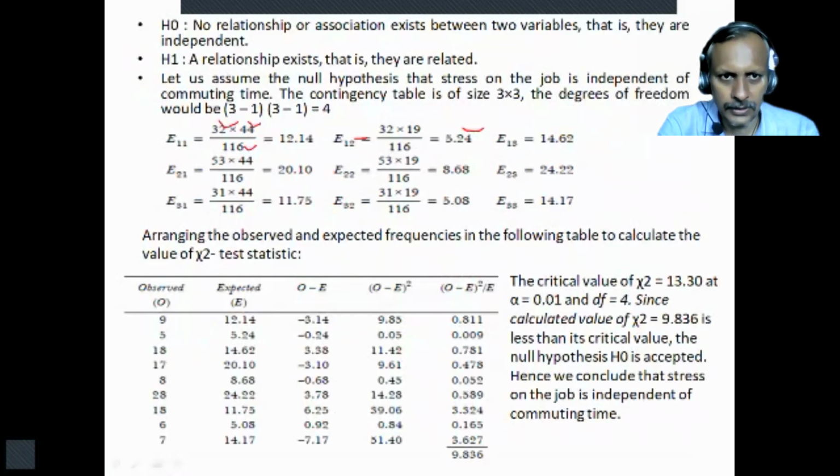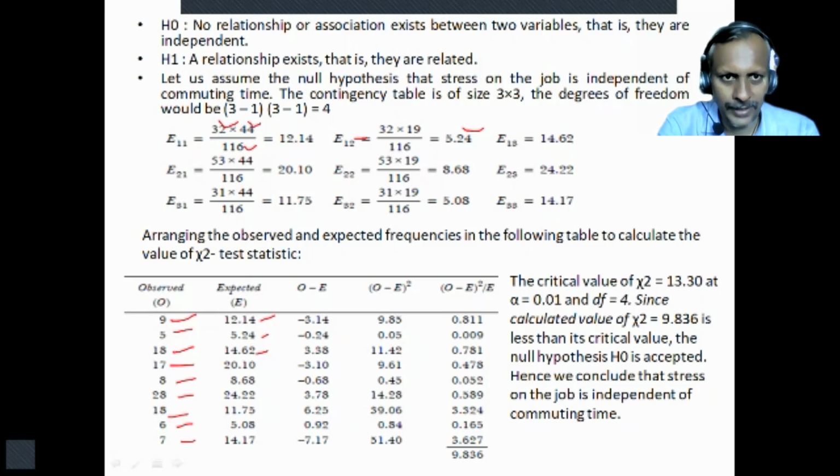Then we can list all these row wise. So 9, 5, and 18 are the observed variables, and correspondingly these are the expected values: 12.14, 5.24, and then 14.62. Similarly, we have to do it for all the 3 rows and all the 3 columns. So we have 3 into 3, that is 9 observations and 9 expected values.